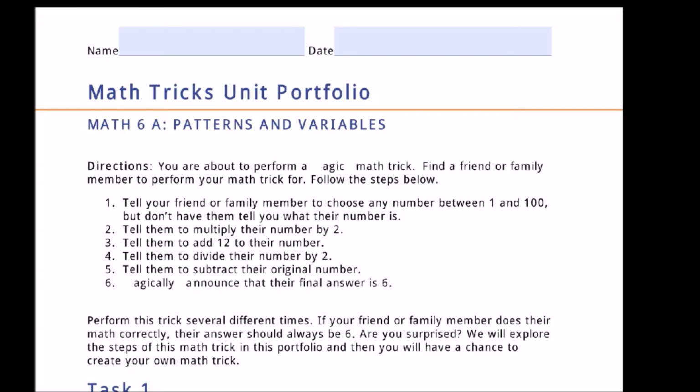Alright, this is your second portfolio for Math 6A, and you're going to do the Math Tricks unit portfolio. Again, remember, first thing you want to do is download this page from Connexus. If you have trouble saving these, there's two options. One, print it out and do it on paper. Second option is, after you do each task, take a screenshot of it and save the screenshot.